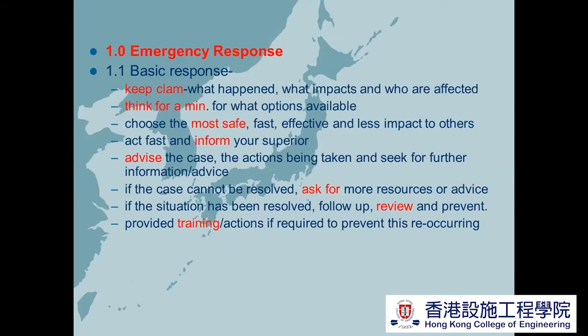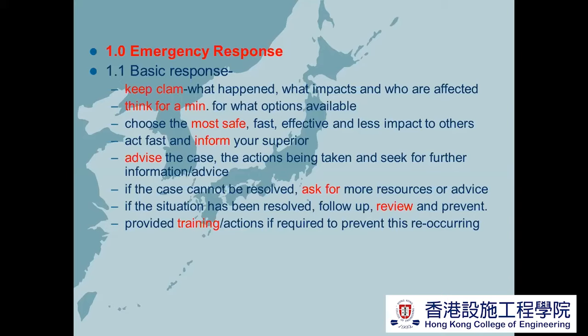So, emergency response. First of all, the basic response, that actually goes back to 1990 when I was working in the hospital in UK. I was always told by my estate manager, keep calm. No matter what happened, keep calm. So keep calm and find out what happened and what are the impacts. Is it power down or some life and death issues? And then who is affected by this incident?